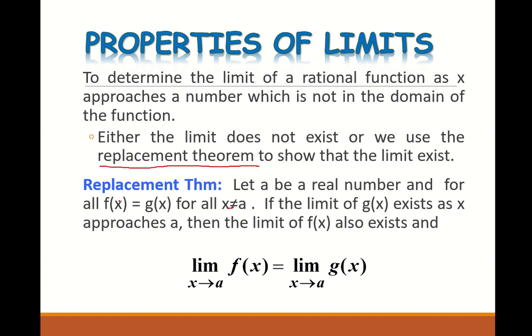So in other words, class, the f of x here is the more complex representation of the function, and after applying the concept of factoring or multiplication of its conjugate, you transform this function into another function, we call it g of x. Now if you substitute the value a to x, and if the limit of this g of x exists, then we can also say that the limit of f of x also exists. Alright?